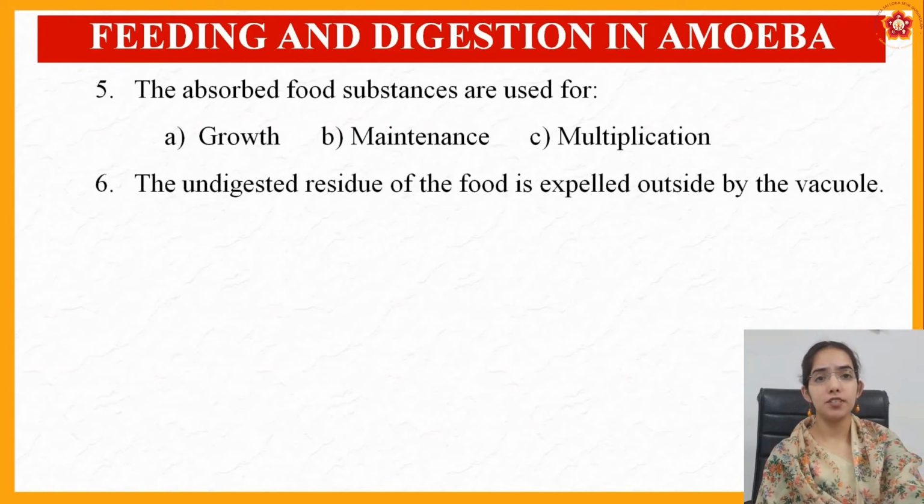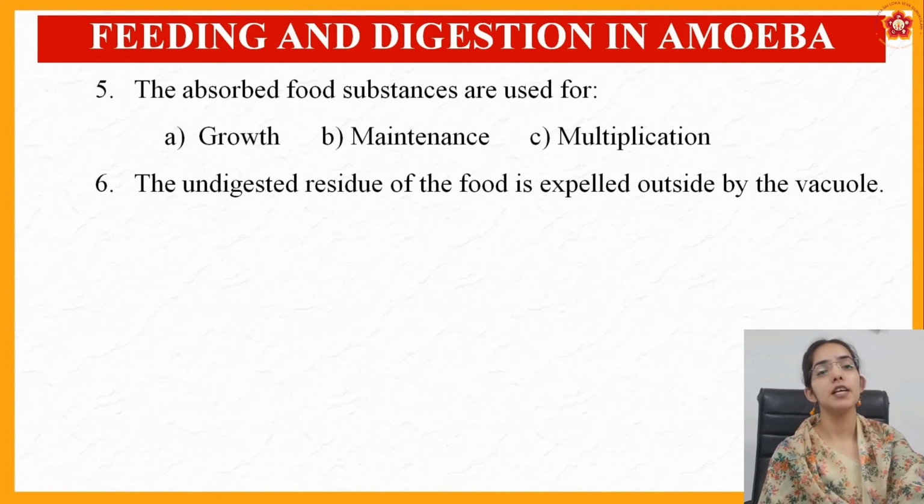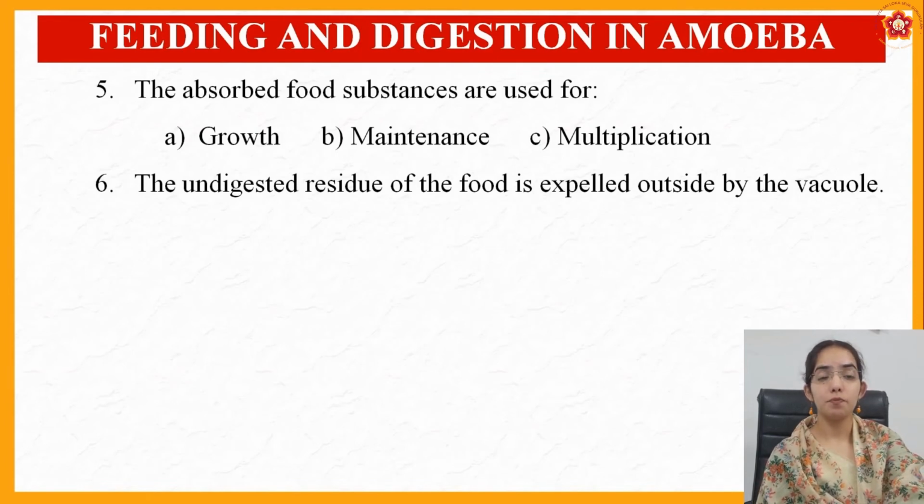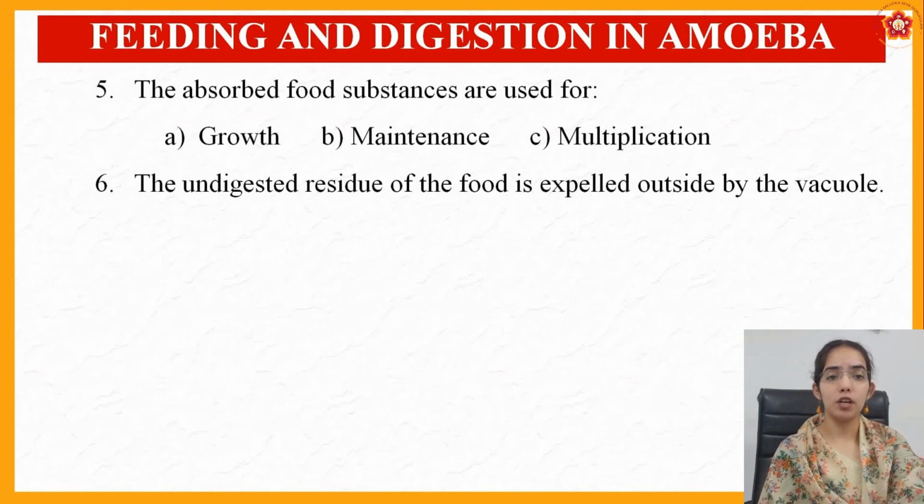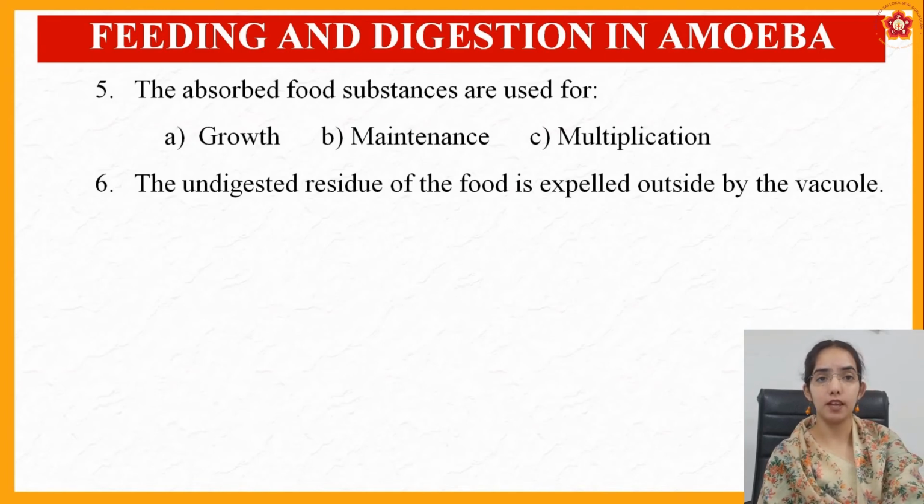Now, the undigested food residue will be expelled out by the vacuole. So obviously, the undigested food material needs to be taken out of their body, that is their cell. So it will be removed out through the vacuole itself.